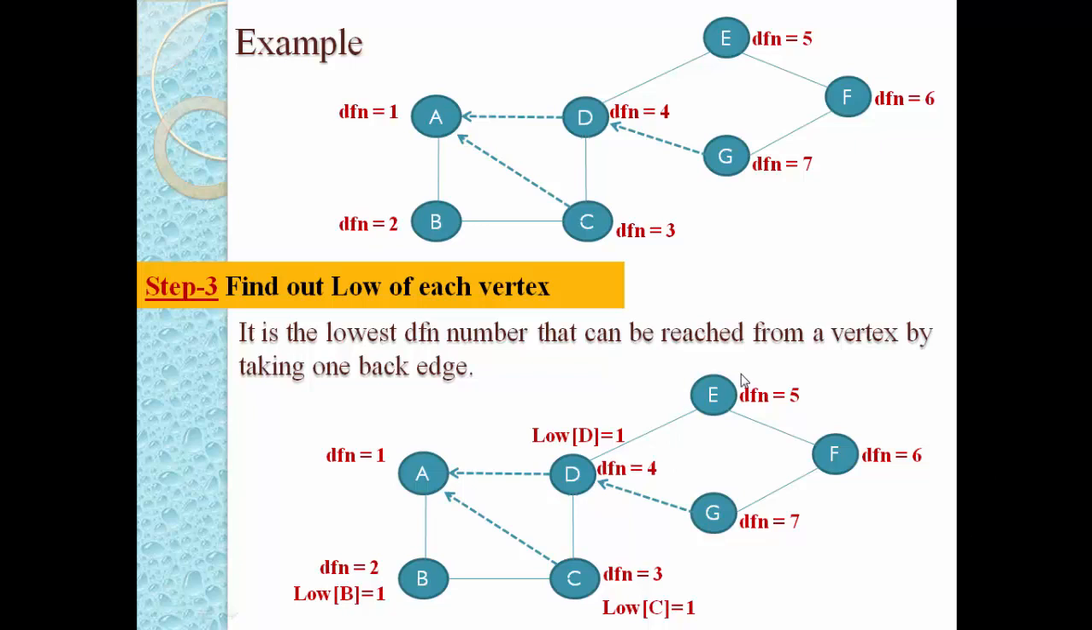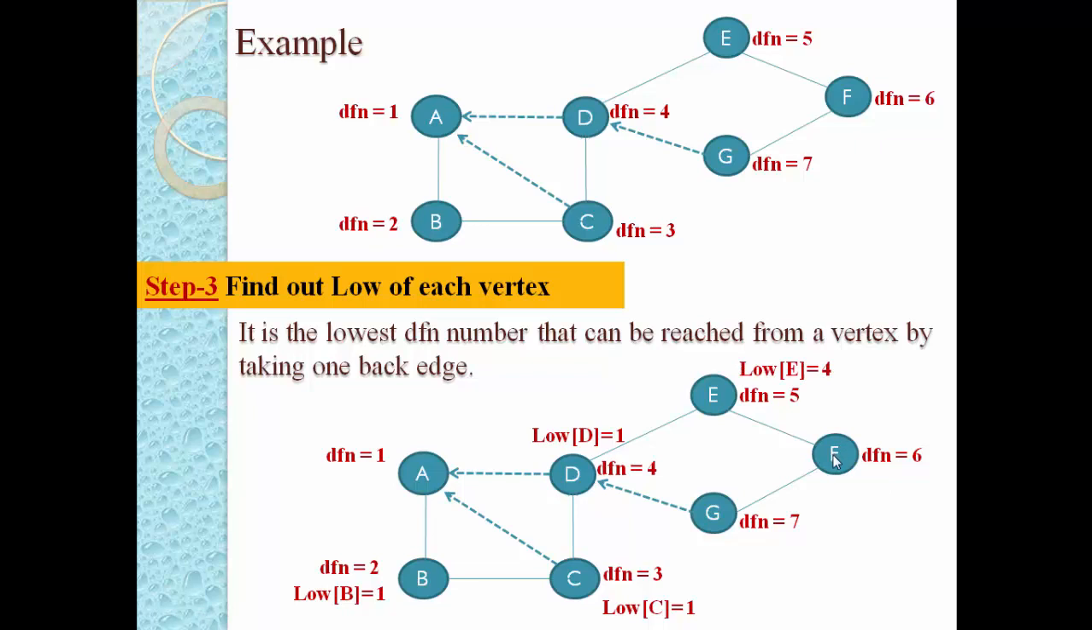So here if we move from E to F, F to G and G to D, at that time we can reach the node D, and the DFN number of D is equal to 4. So the low of E is equal to 4. Now find out low of F.